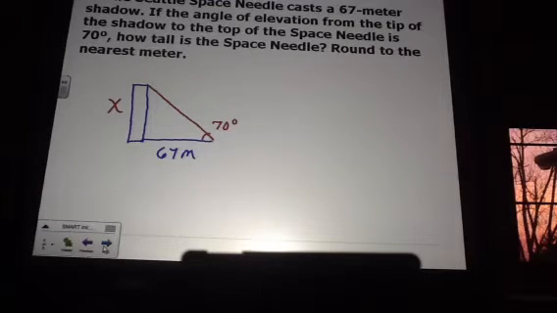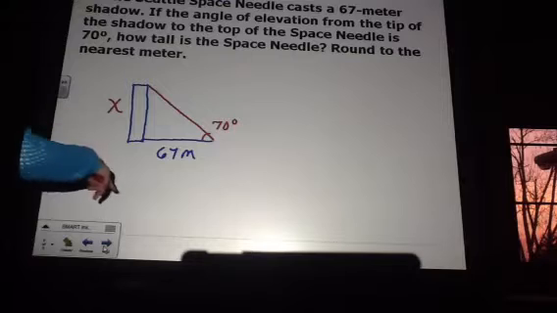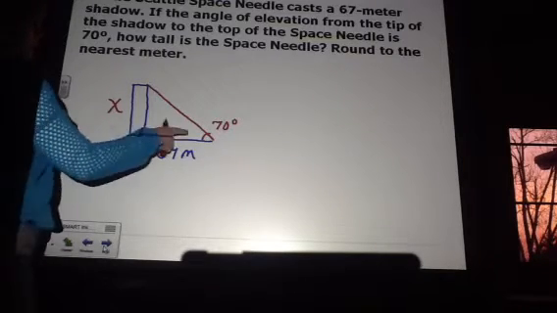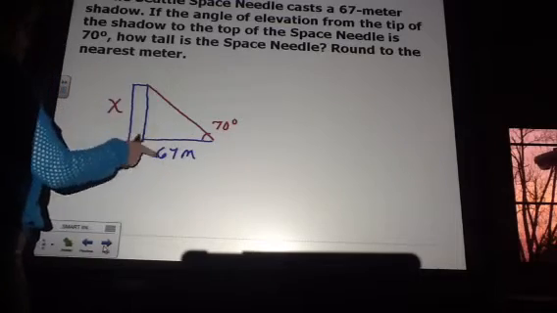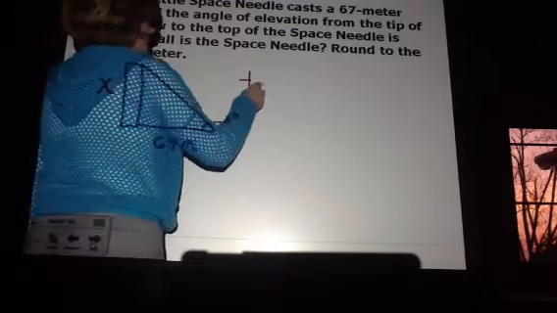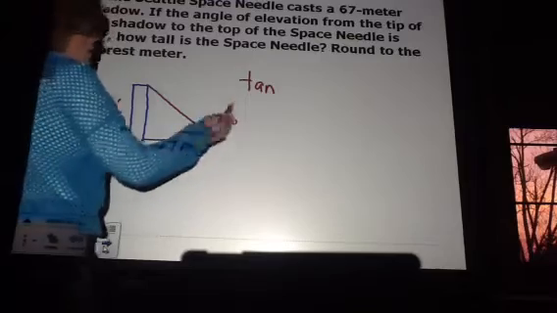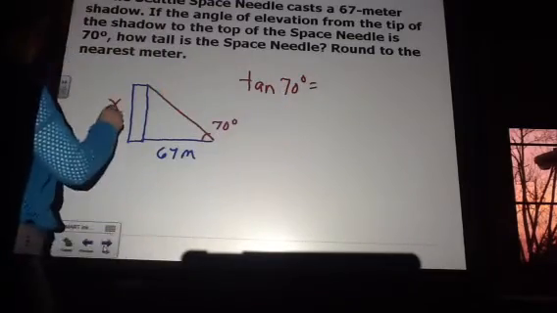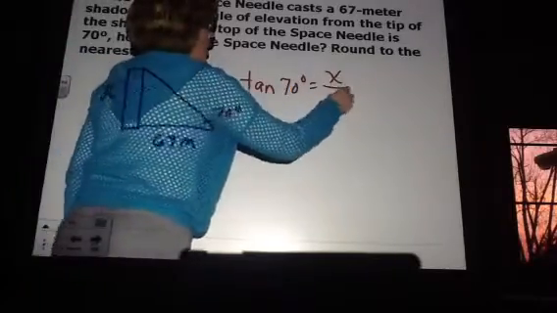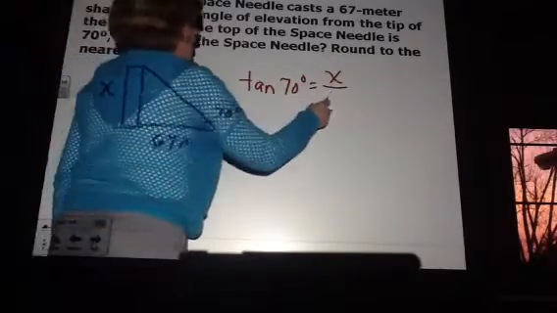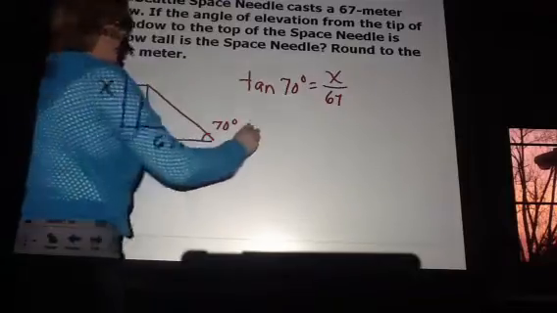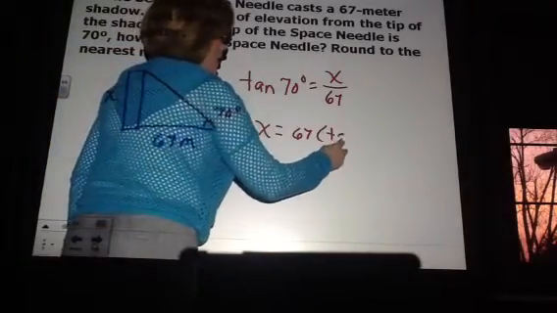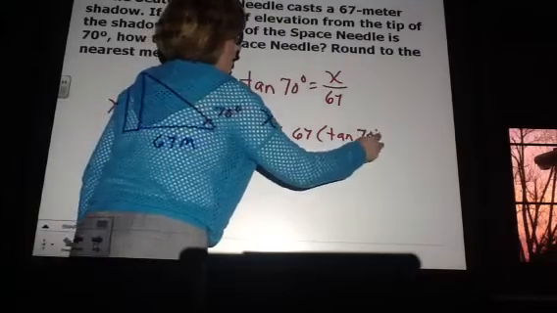Okay, so we've got an angle, and we've got a side measurement, and we're missing a side measurement. Okay, so how are these sides related to this angle? Well, we have opposite over adjacent. So what we need to start thinking is the tangent of this angle, which is 70 degrees, equals opposite, which is x, over the adjacent, 67. Okay, so x equals 67 times the tangent of 70 degrees.